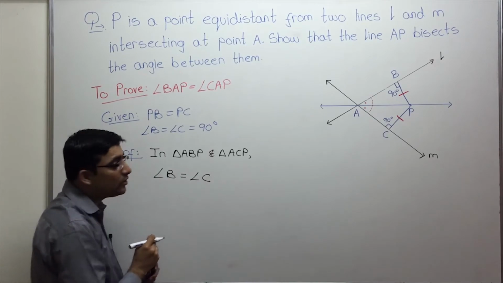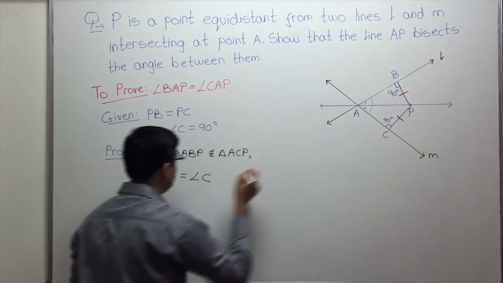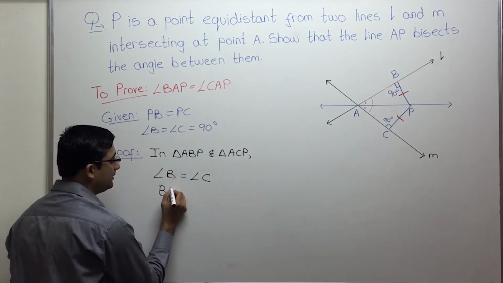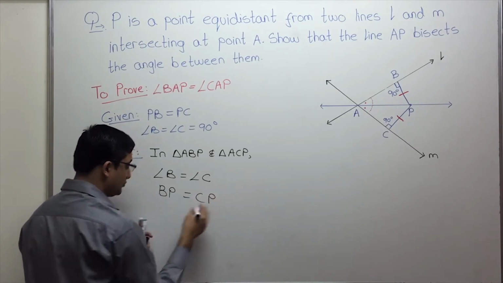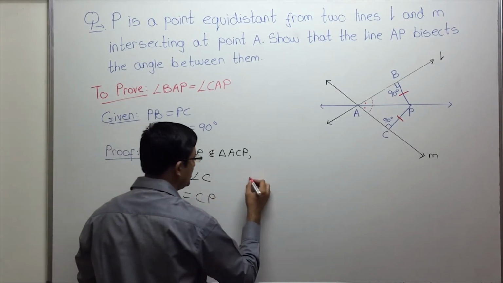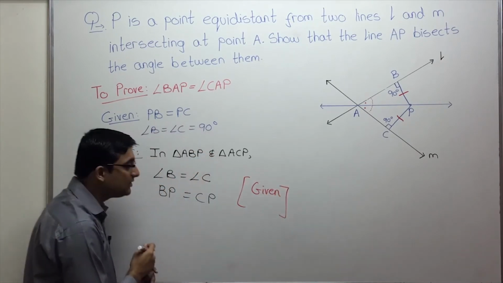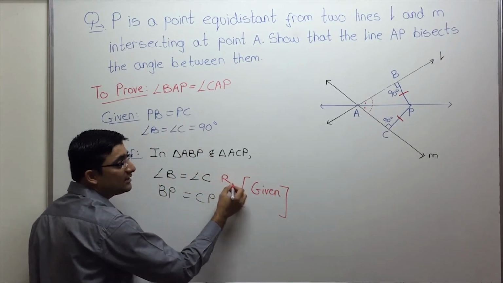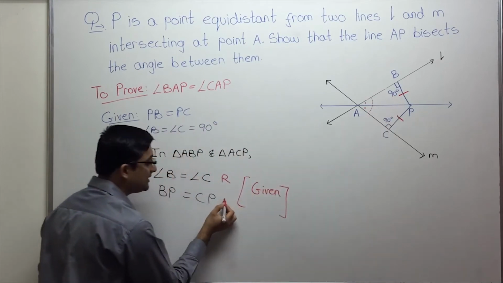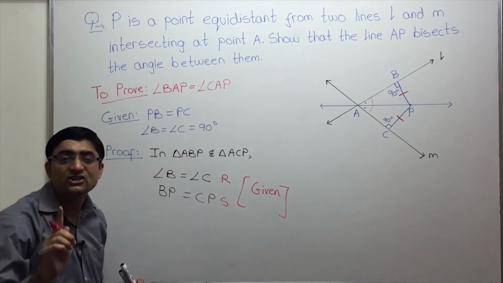Right? Next, what do we know? BP is equal to CP. So these two things are given to us. So we have two right angle triangles. This over here is the right angle. What is this over here? S. So I'm looking for the RHS criteria.